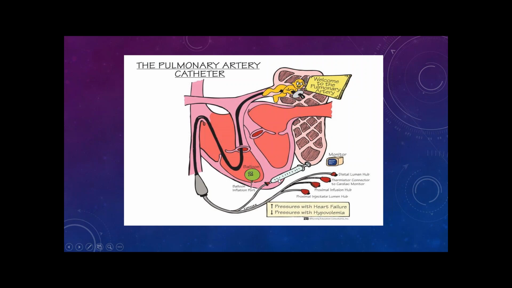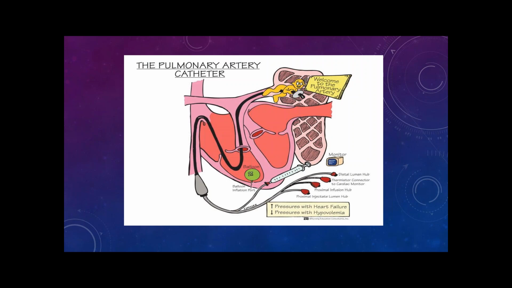And the provider is the person who is inserting this catheter. They are in control of inflating the syringe and the balloon, okay? The balloon is inflated so that the blood flow will actually carry the catheter through the right atrium, through the right ventricle, up into the pulmonary artery, okay?